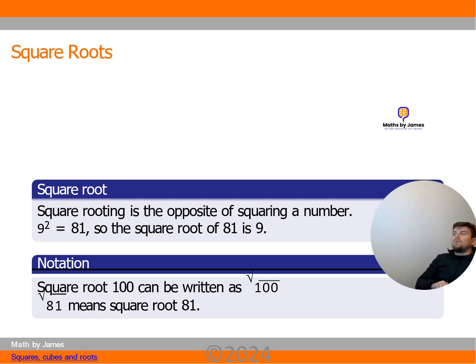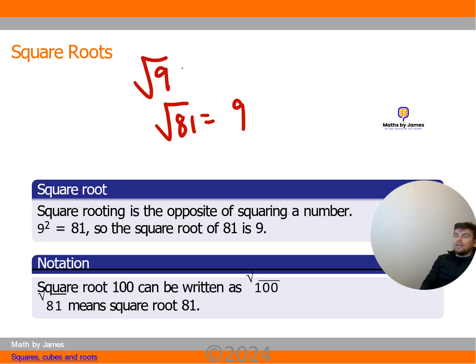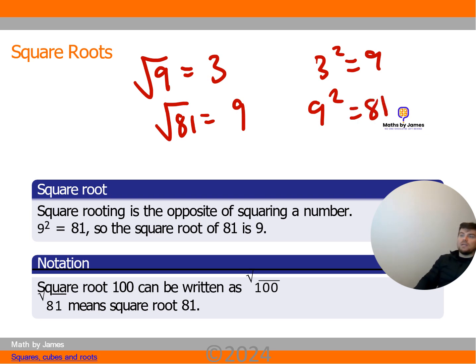So here we're now looking at roots. Square rooting is the opposite to squaring a number. For example, the square root of 81 equals 9. So it's the opposite of squaring. The square root of 9 is 3, because 3 squared equals 9. 9 squared equals 81. We're doing the opposite.